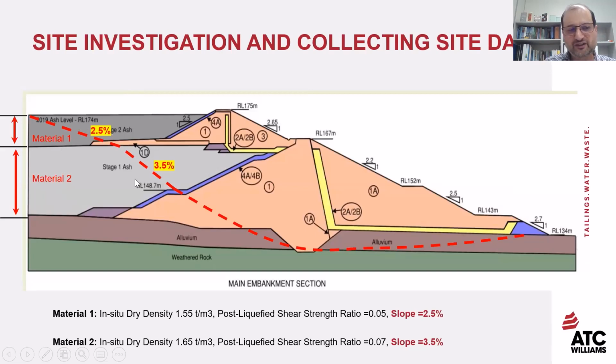Here we define two different materials, with a density of 1.55 for the upper layer, and a density of 1.65 for the lower layer, material 2. And a post-liquefied shear strength ratio of 0.05 for the upper layer and 0.07 for the lower layer, which defines the equilibrium failure slope of 2.5% for the upper layer and 3.5% for the lower layer. So the failure surface can be a multiple-slope shape that best estimates the volume released from the embankment.